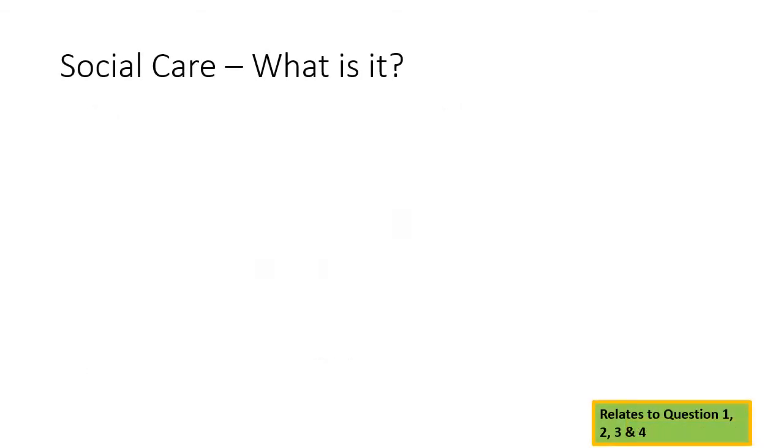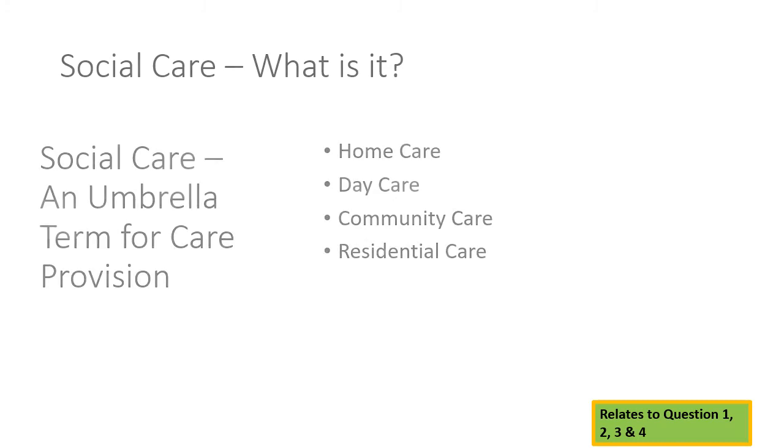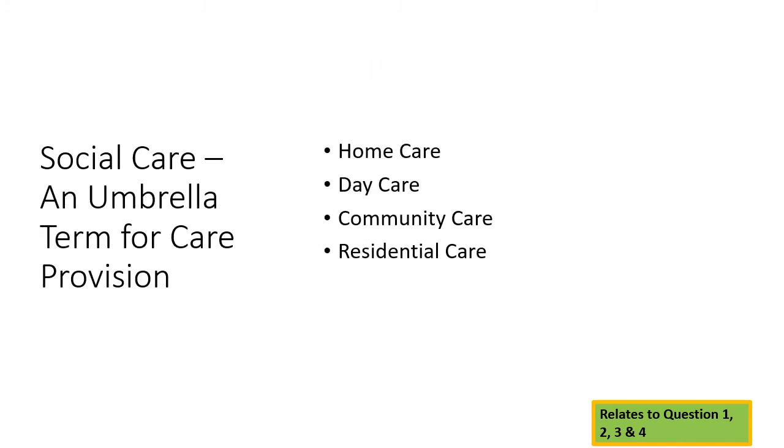So we're going to start by looking at social care and what social care is. For a few minutes, just have a think about what you think social care is. Social care is an umbrella term for care provision, and it includes home care, day care, community care and residential care.